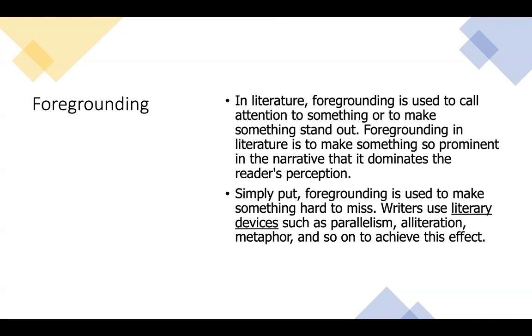And another important element of formalism is foregrounding. In literature, foregrounding is used to call attention to something or to make something stand out. Foregrounding in literature is to make something so prominent in the narrative that it dominates the reader's perception. Simply put, foregrounding is used to make something hard to miss. Writers use literary devices such as parallelism, alliteration, metaphor, and so on to achieve this effect.